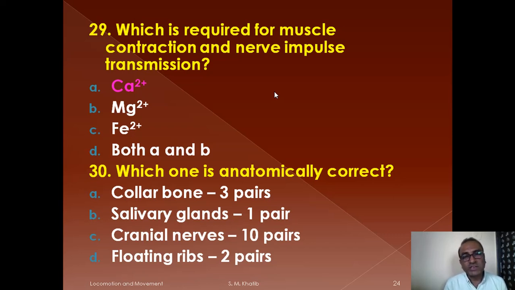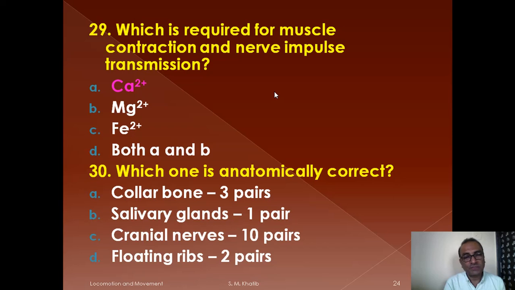Question number 30. Which one is anatomically correct? A, collarbone, 3 pairs. No, we have 1 pair of collarbones only. Then B, salivary glands, 1 pair. No, salivary glands are of 3 different types, so 3 pairs. Cranial nerves, 10 pairs. No, cranial nerves in humans and all the mammals are 12 pairs. In amphibians, it is 10 pairs. Then floating ribs are 2 pairs. That is the right answer, D.